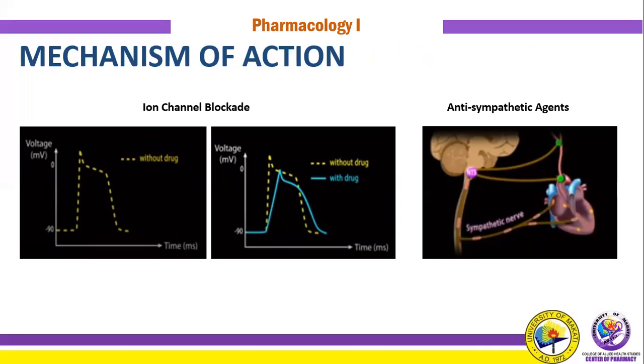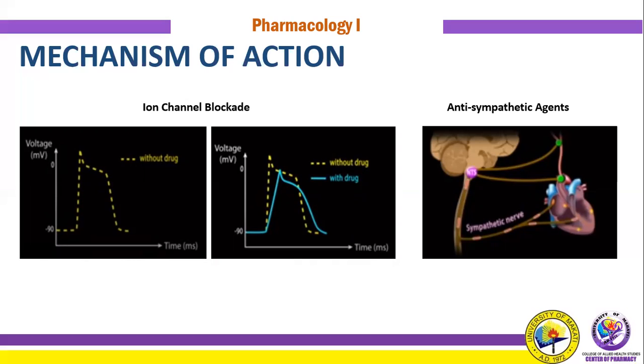Antiarrhythmic agents are the drugs that are used to suppress abnormal rhythms of the heart. They act in two actions. First is to interfere with the dynamics of the cardiac action potentials by blocking a certain ion channel. That is indicated in the first and second picture. In the first picture, you can see the abnormal rhythm of the heart without the drug, and in the second picture, the normalized rhythm of the heart with the drug.